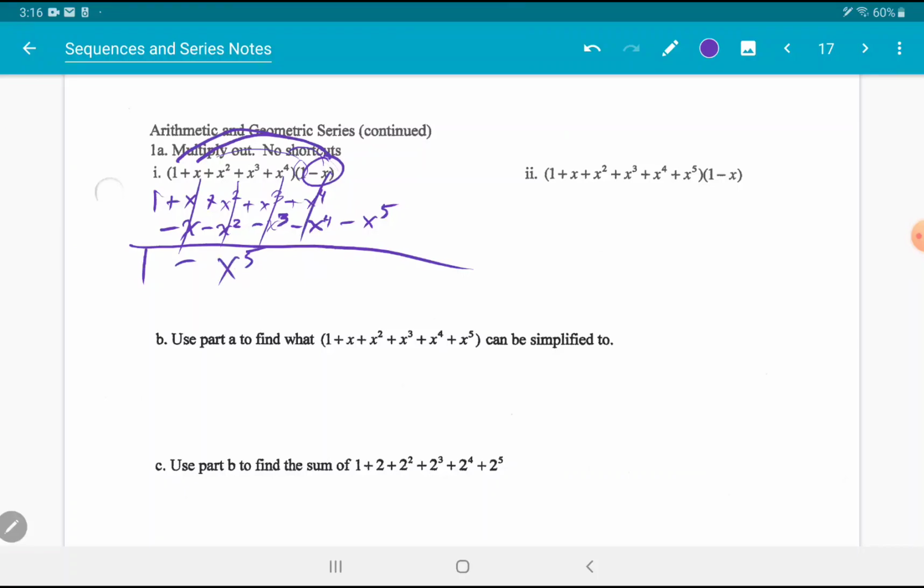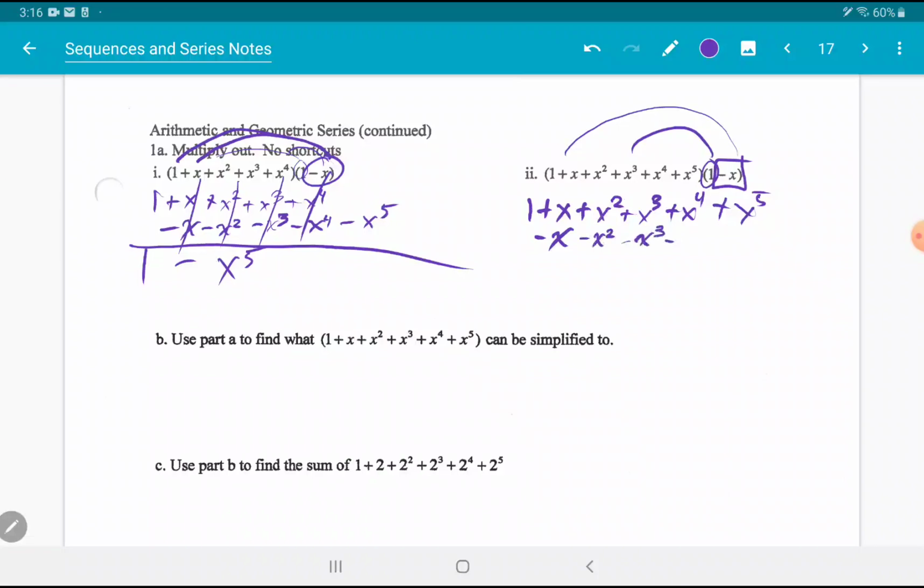Okay. Next one. 1 times everything is 1 plus x squared plus x cubed plus x to the fourth plus x to the fifth. And then let's do negative x times everything. So negative x times 1 is negative x. Again, I'll line up like terms. Negative x times x is negative x squared, negative x cubed, negative x to the fourth, negative x to the fifth, negative x to the sixth. And 1 cancels, cancels, cancels, cancels, cancels, minus x to the sixth. Pretty cool, huh?